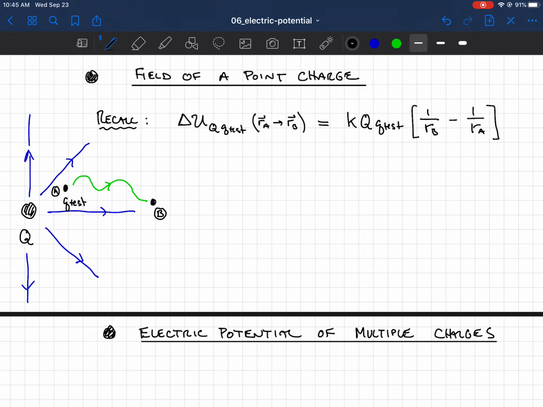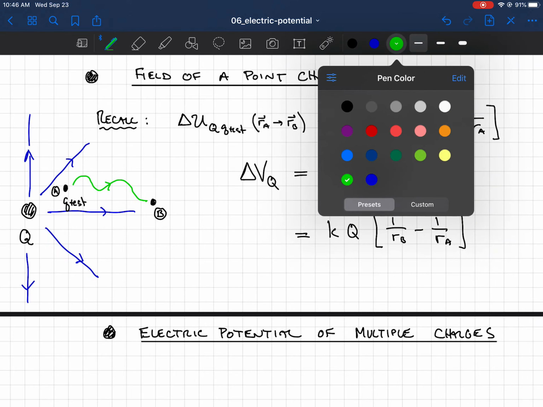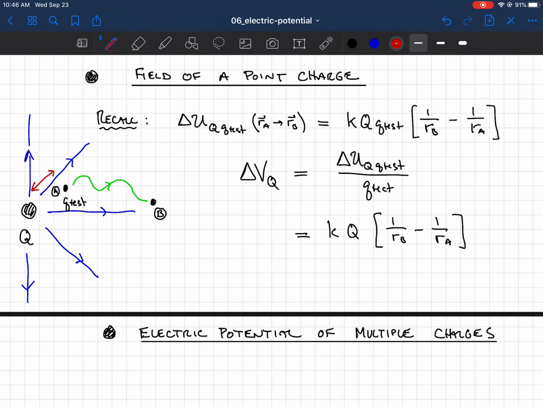Now we can immediately write down what the potential difference is. So the potential difference due to a source charge Q is going to be equal to delta U divided by Q test. So what does that turn out to be? Well, that's just K, Q, the Q test cancels, 1 over RB minus 1 over RA. And this RB and RA, they just mean the distance from the capital Q to the point that you're talking about. So that's RA and this is RB.